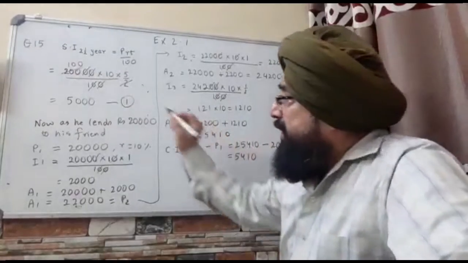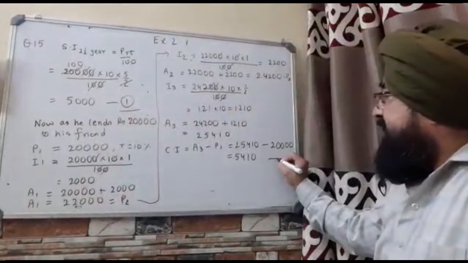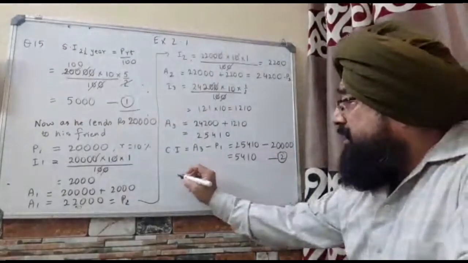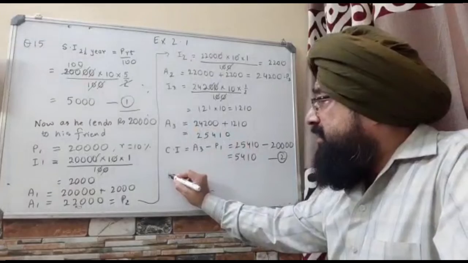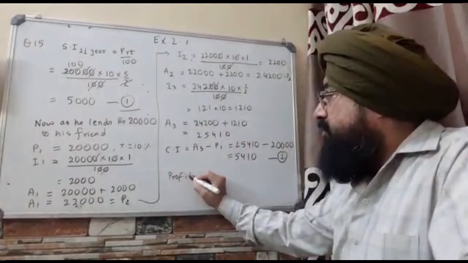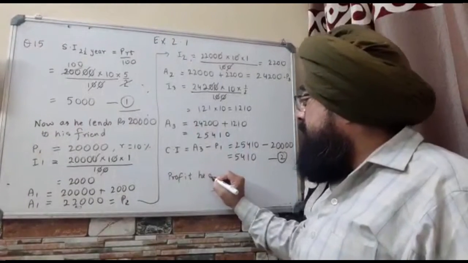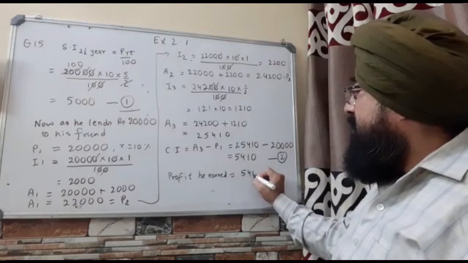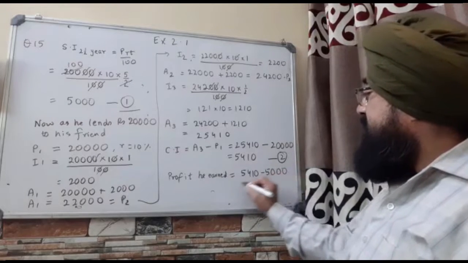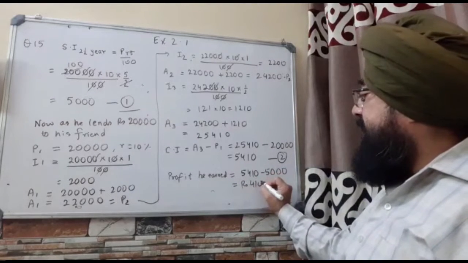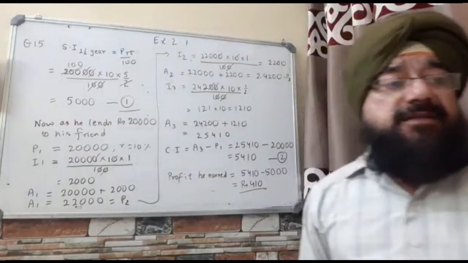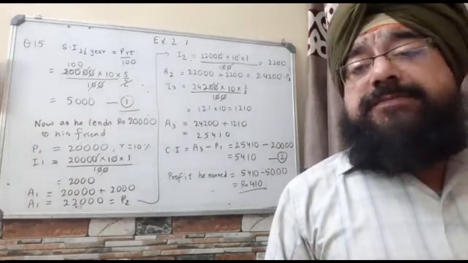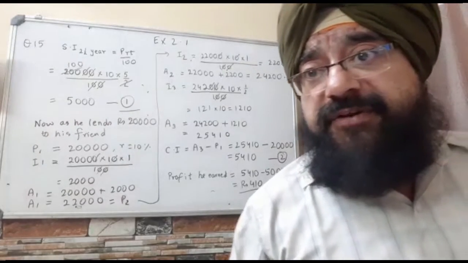So he has to pay 1 to the bank, but he is getting 2 from his friend. And clearly 2 is more than 1. So he's earning a profit out of it. So profit he earned is equal to 5410 minus 5,000, and that is equal to rupees 410. So this much amount he gets out of this deal after 2.5 years. Is that clear to everyone?